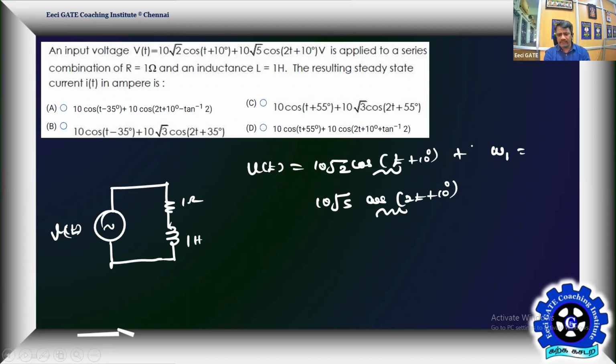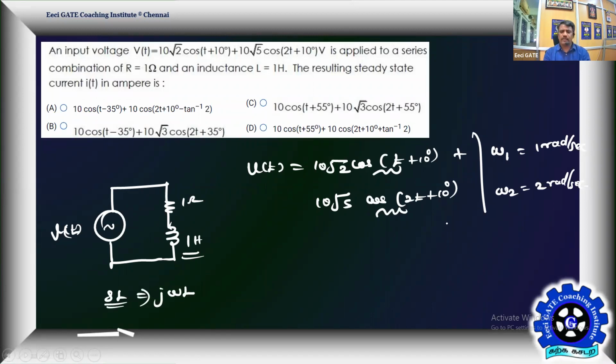Here omega 1 is equal to what? 1 radian per second for the first component, and for the second component omega 2 equals 2 radian per second. That means depending on the frequency, the inductor will offer 2 unique impedances. You remember the impedance offered by an inductor is sL, so it is nothing but j omega L. Since L is 1, it offers impedance j omega. If omega is 1, it offers impedance of j1. If omega is 2, it offers impedance of j2. That means it is going to behave uniquely for unique frequencies.